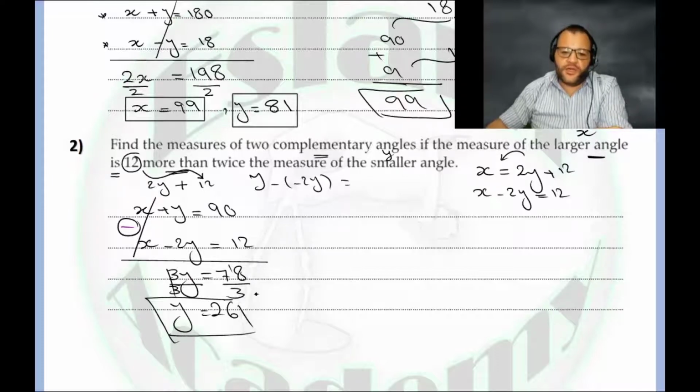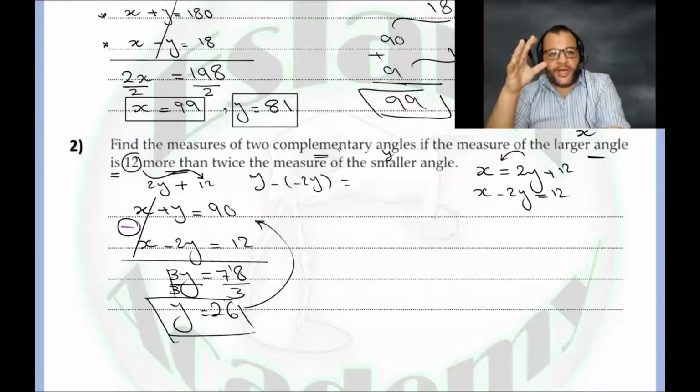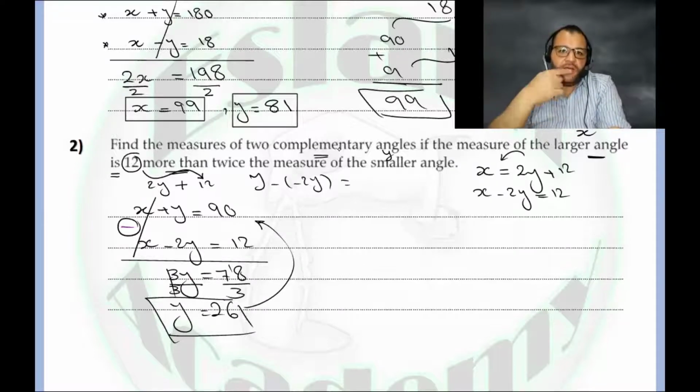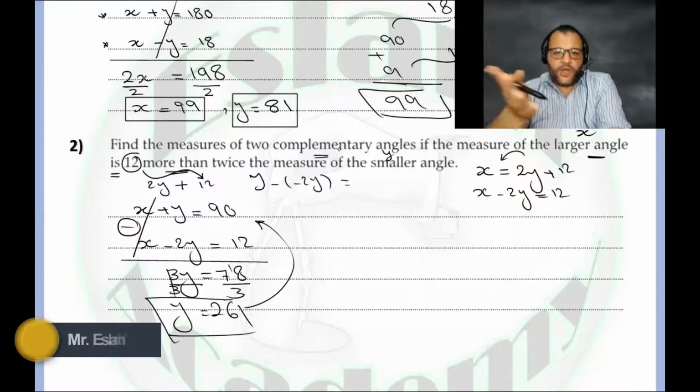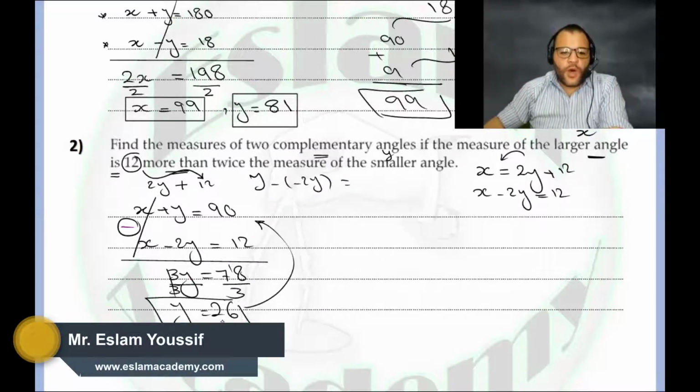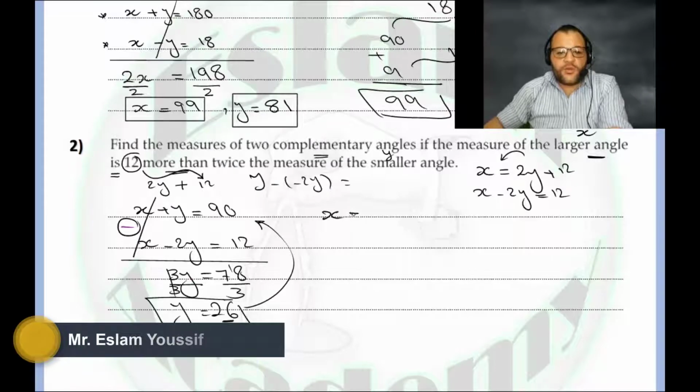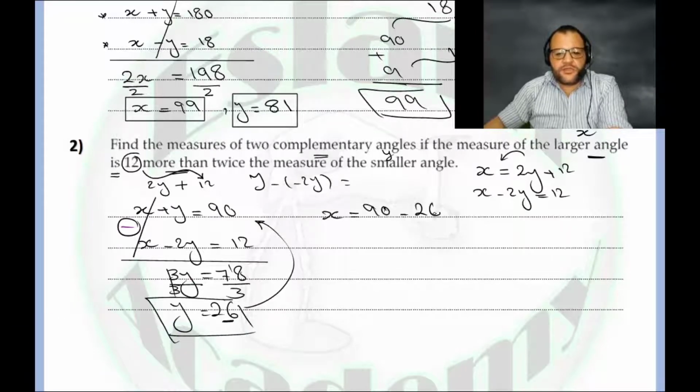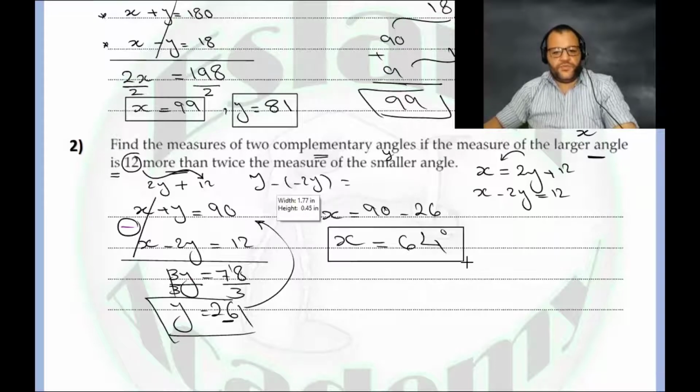How can we find the other one? By substitution. We know that they are complementary. For any complementary angle, if the first one is 10, the second will be 80. If the first one is 20, the second will be 70. If the first one is 30, the second will be 60. How do you find that? Just by subtracting 90 minus the measure of the first one. So we have one of them as 26, so the second one will be 90 minus 26. It means x is equal to 64. So that is the measure of the second one.